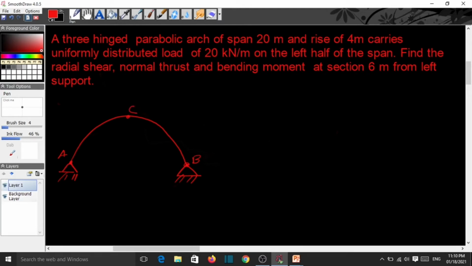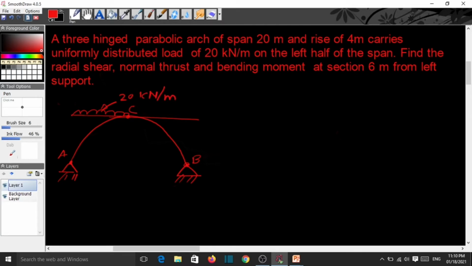Now this is subjected to UDL of 20 kN per meter on the left half. So here apply the UDL on the left half portion, and the intensity is 20 kN per meter. So here show the intensity 20 kN per meter.